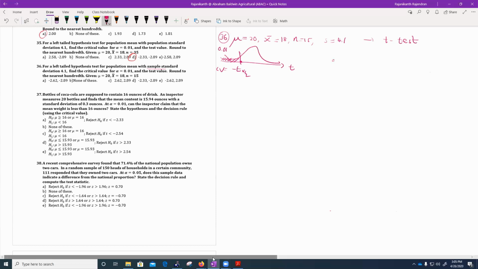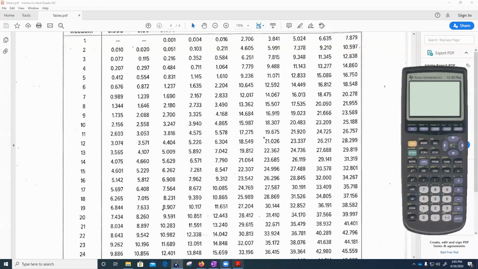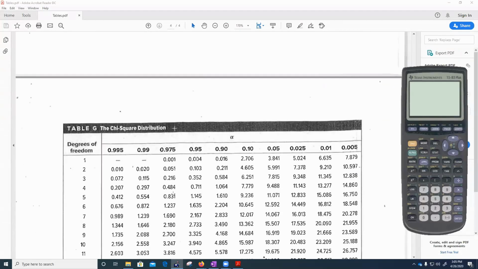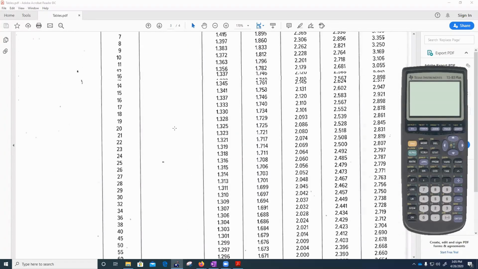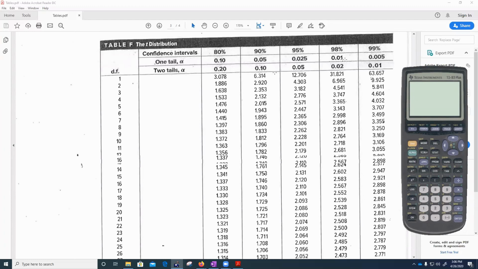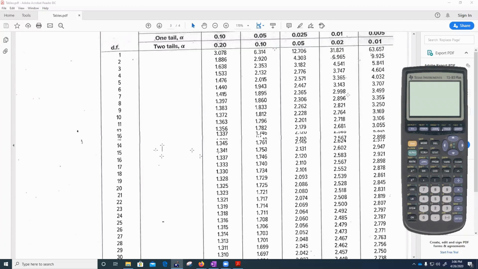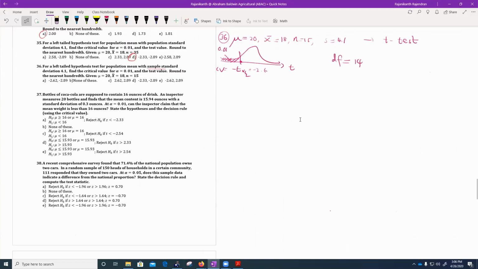So what is the degrees of freedom for this problem? N is 15, therefore it is 14. So I'm checking my t value for 14 and 0.01. I'm under the t distribution, 0.01 is my second column, and 14 will be 2.624. Okay, that is my critical value.